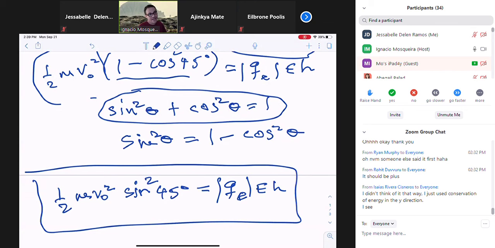Now, if in this case it happened to work out for you, good for you, but it will get you in trouble in some other situation. In this situation, maybe it wouldn't get you in trouble, but in other situations it would. No, you cannot do conservation of energy independently in the Y direction.